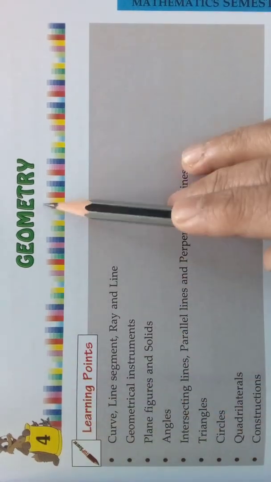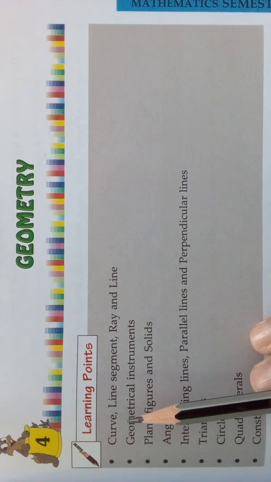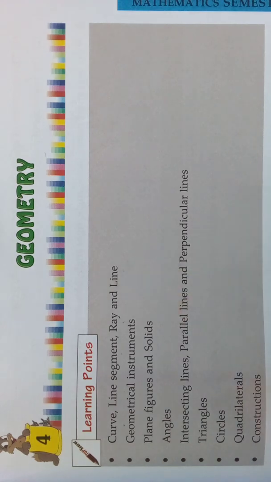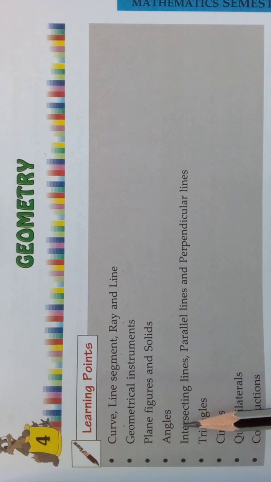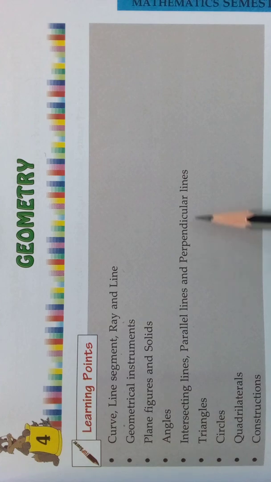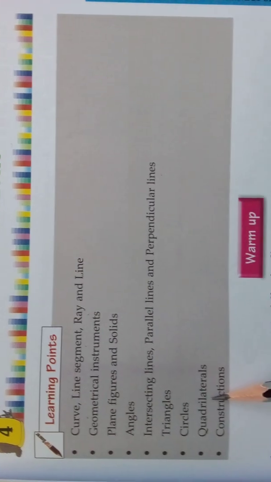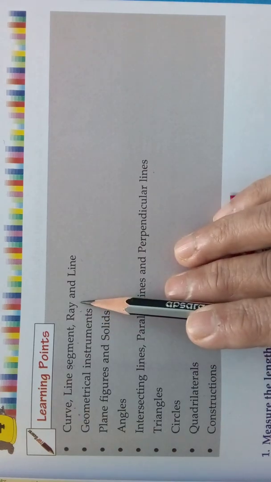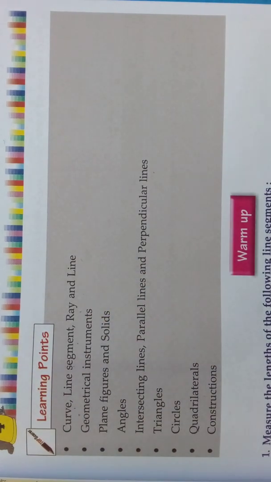Okay, fourth chapter, geometry. In this chapter, we are going to learn about curve, line, segment, ray, and line. Geometrical instruments, plane figures and solids, angles, intersecting lines, parallel lines, and perpendicular lines, triangles, circles, quadrilaterals and constructions. Okay, this much we are going to learn in this chapter. Come, we'll see our first topic, curve, line, segment, ray and line. Come to next page children.